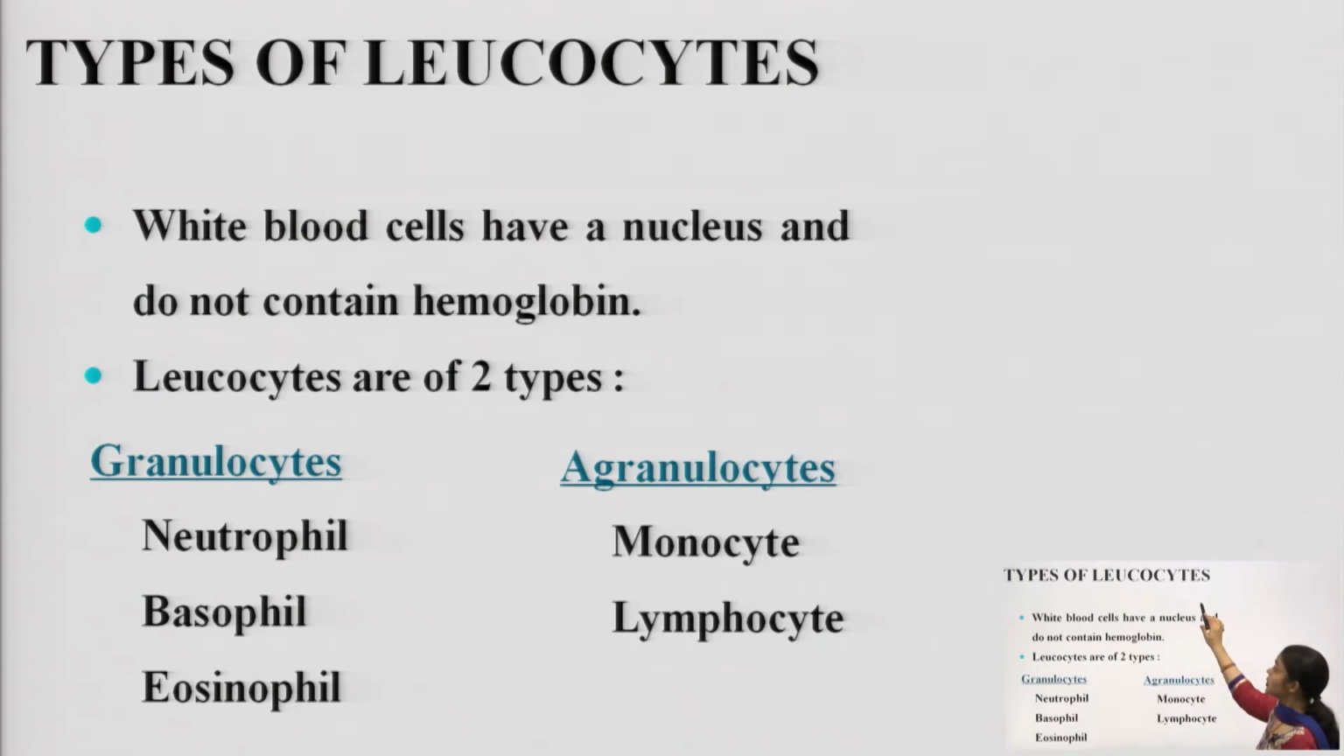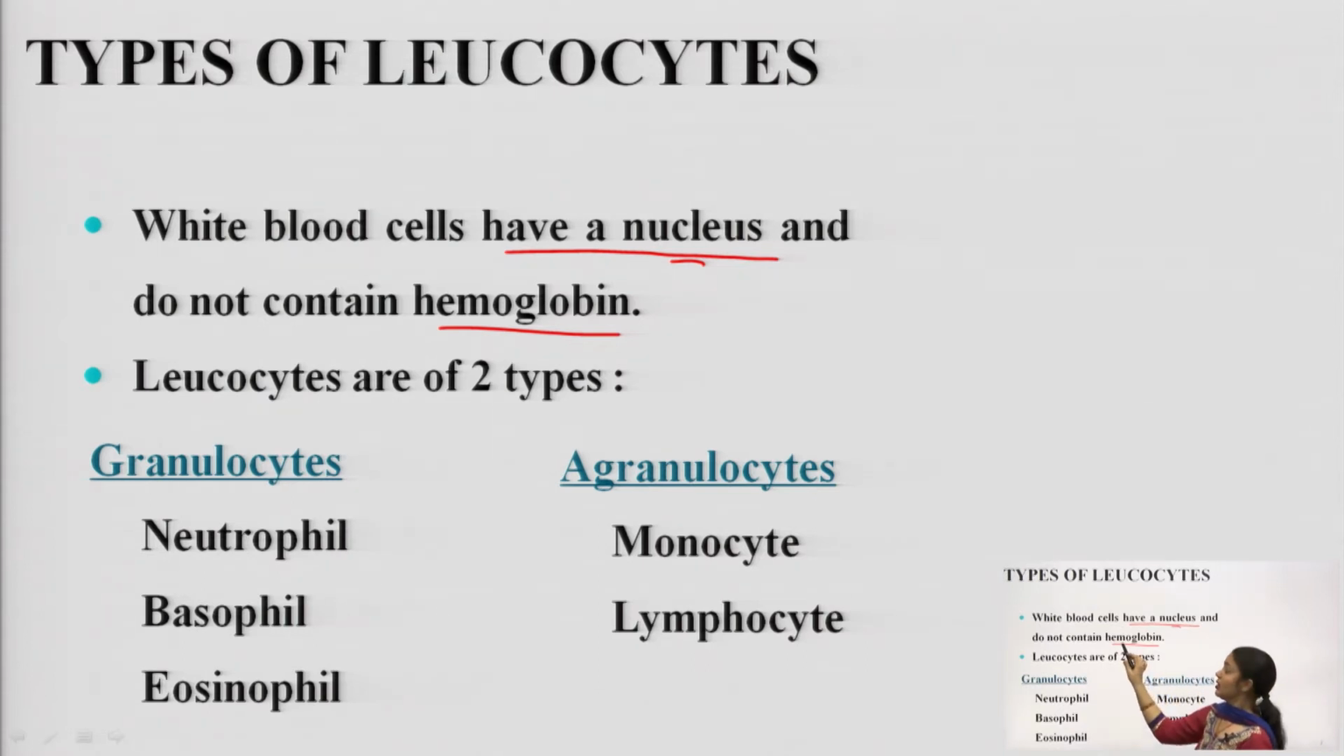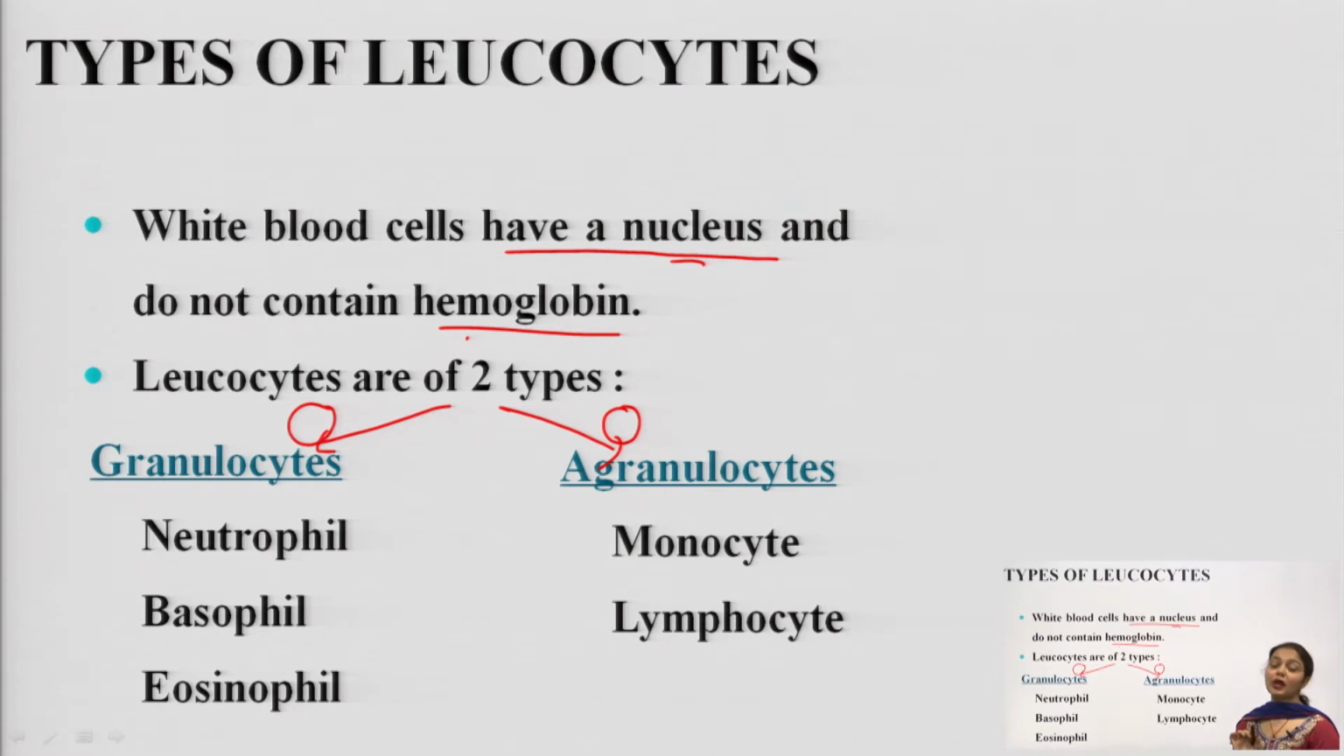Now the types of leukocytes. White blood cells have a nucleus and they don't contain hemoglobin, as in the case of red blood cells, which don't have a nucleus but contain hemoglobin. Leukocytes are of two types, granulocytes and agranulocytes. They are divided according to the presence of chemical filled cytoplasmic granules.